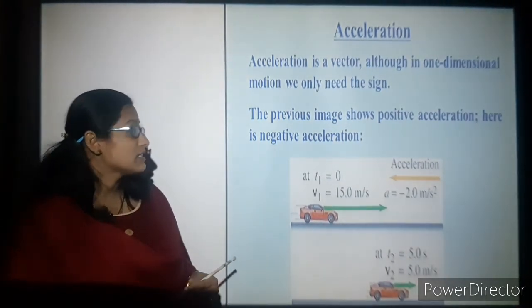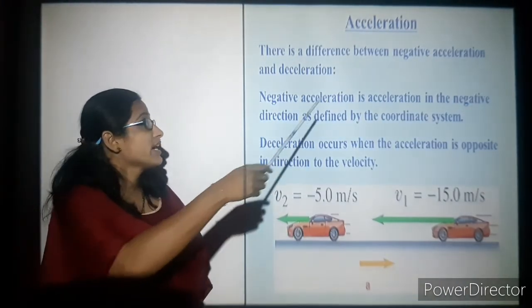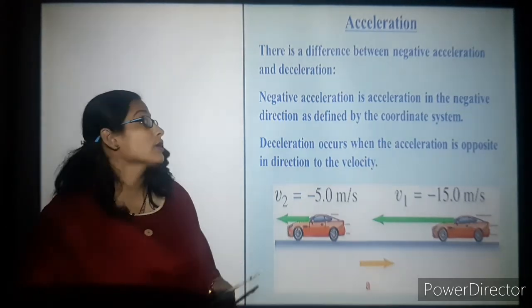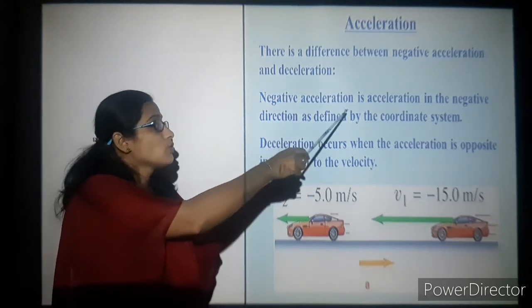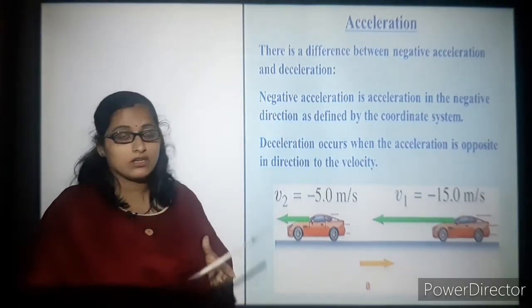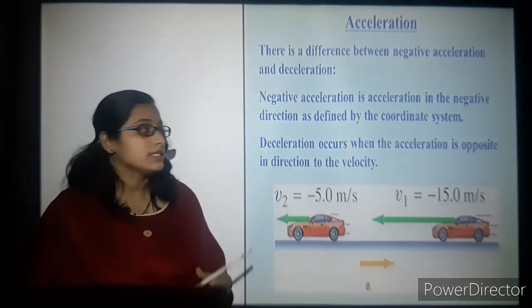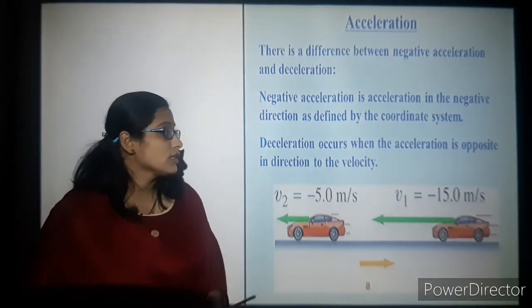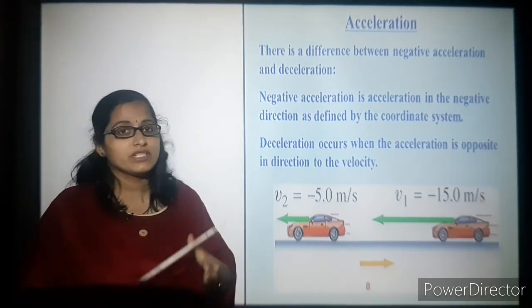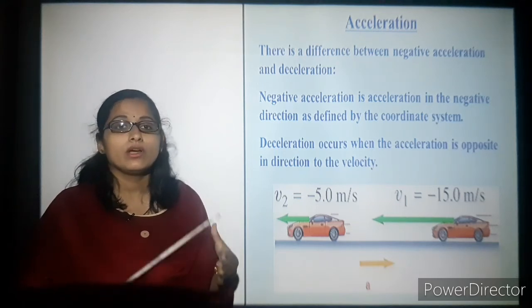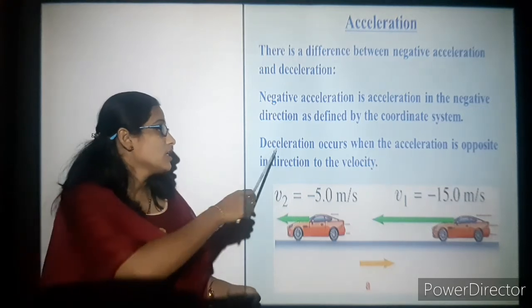So continuing with the acceleration to the next slide. There is a lot of difference between negative acceleration and deceleration. So what is negative acceleration? It can be told as acceleration in the negative direction, or in the opposite direction, as defined by the coordinate system. What is deceleration then? It is acceleration in the opposite direction of the velocity. So acceleration that is opposite to the direction of the velocity gives the deceleration.